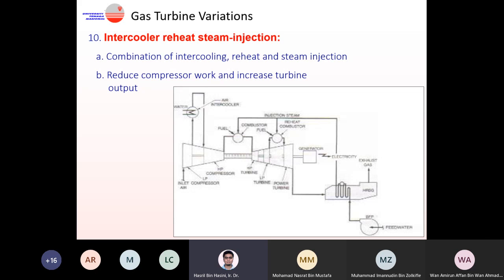I think the diagram is also more or less similar. Intercooling is in the compressor here. Okay, and then you have reheating. So you have two stages of combustor in your gas turbine combustor system, and also steam injection. You inject the superheated steam either in the combustor, before the combustor, or after the combustor.